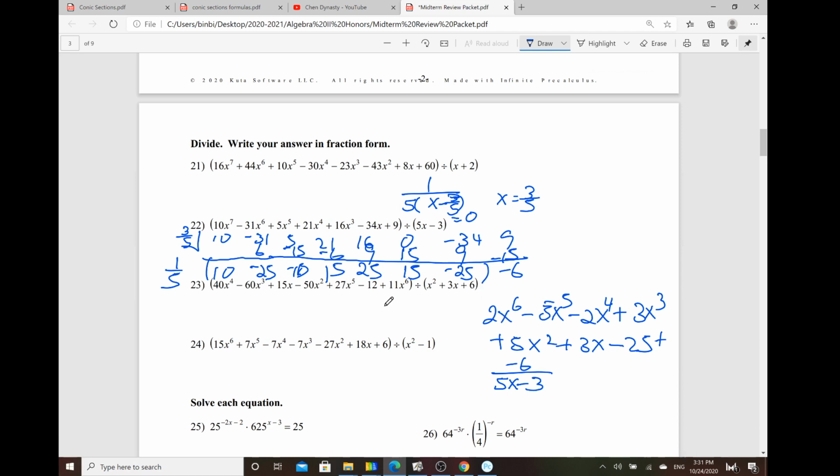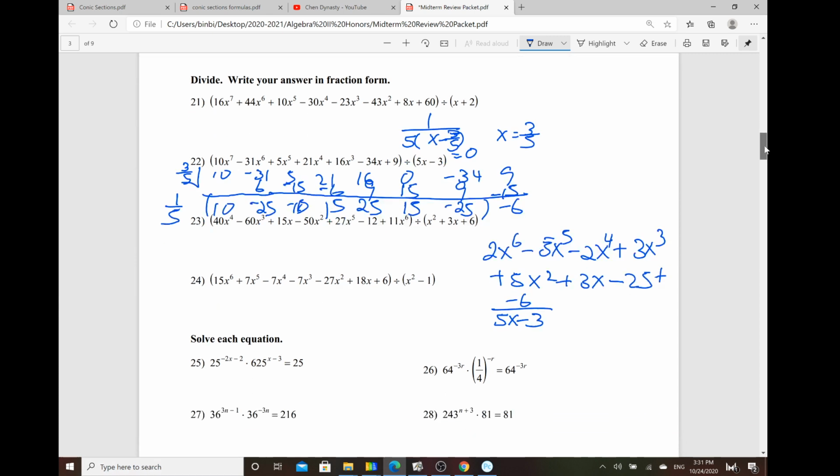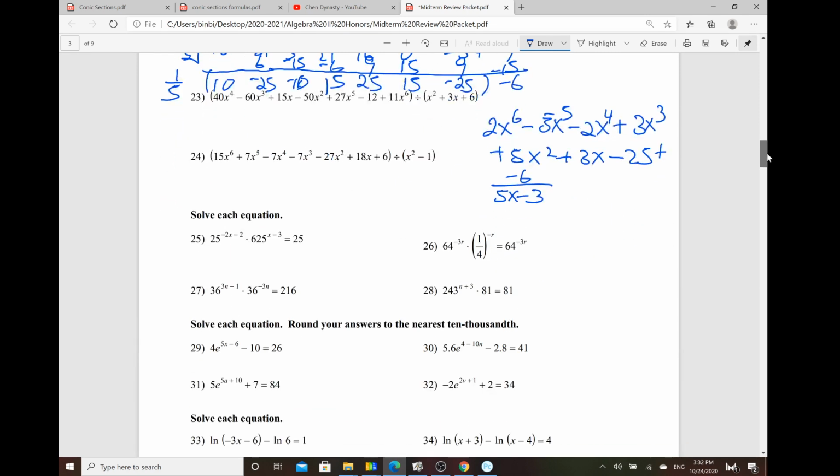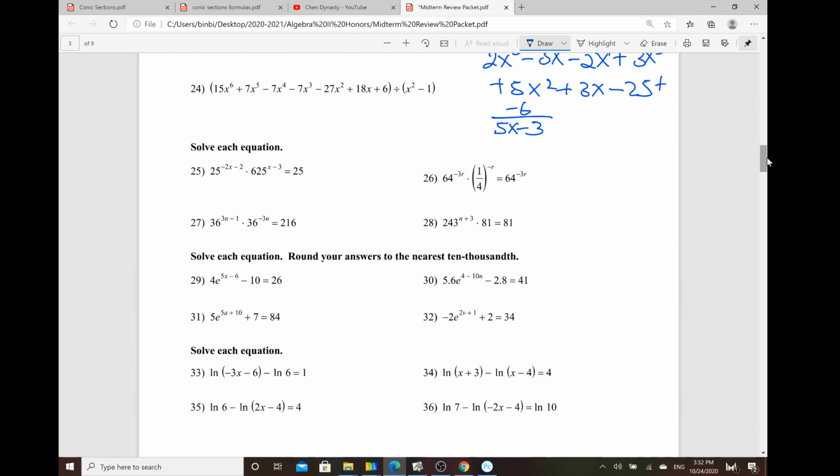So what about the nonlinear one? The nonlinear one, you have to use long division. The divisor is nonlinear, so you have to use the long division process. And now what about 25 to 28? So 25 to 28 is just solving the exponential equation.